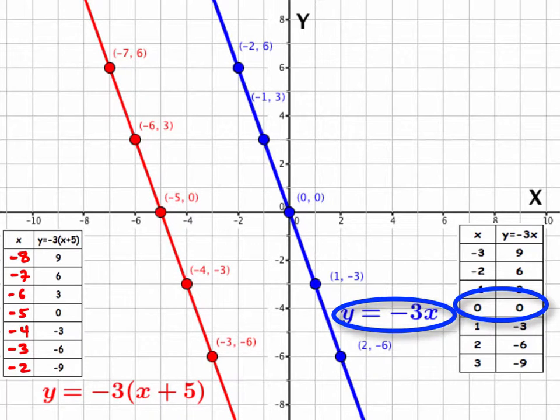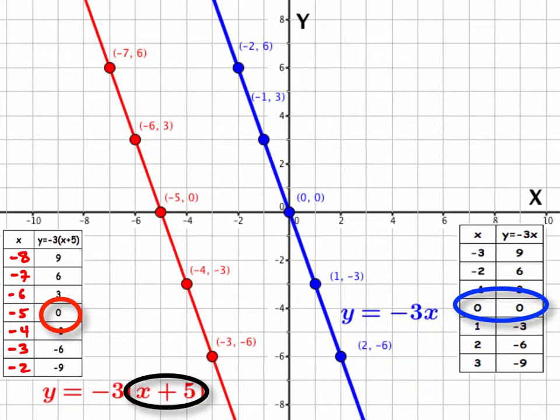But if we want to get a y value of 0 on the graph in red, of course, we need to be multiplying negative 3 by 0. x can't be 0. x has to be negative 5. It has to be 5 less than 0. It has to be 5 less than it was in our equation in blue.